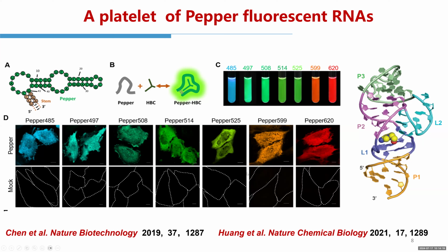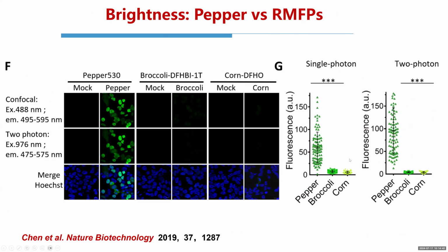Our collaborator, Dr. Aimin Ren at Zhejiang University, solved the crystal structure of Pepper. As expected, the near-planar fluorophore molecule intercalates in the middle of the structure of the Pepper RNA. So this explains its bright fluorescence. Cells expressing Pepper showed 10-fold more enhanced fluorescence compared to Broccoli or Corn, the best fluorescent RNAs at that time.